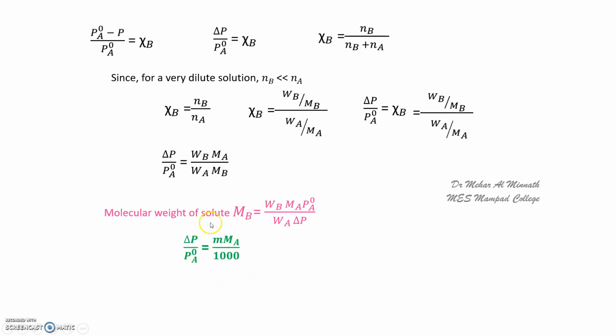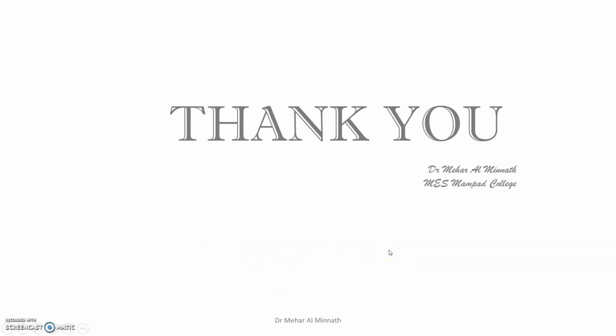Now in terms of molality, you can put ΔP/P0A equal to molality times the molecular weight of solvent divided by 1000, where m is molality, and that is given by WB × 1000/(WA MB). How do you get this? You multiply and divide by 1000, and you get this term. So you are converting the relation between the relative lowering of vapor pressure and molecular weight to molality.